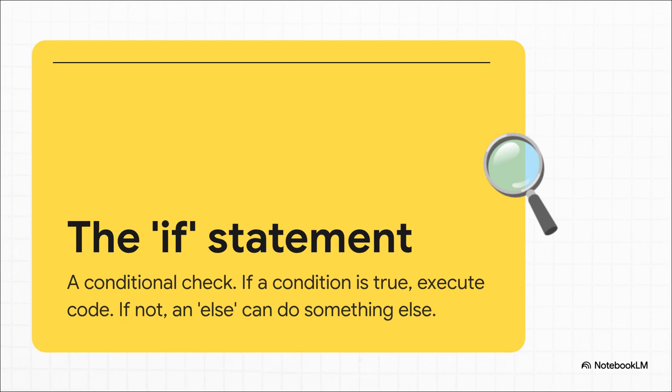And it's so beautifully simple. It just asks a question. If this one condition is true, like say if a user's age is over 18, then run this piece of code. And you can even tell it what to do if the condition is false. This is literally how websites decide what to show you.